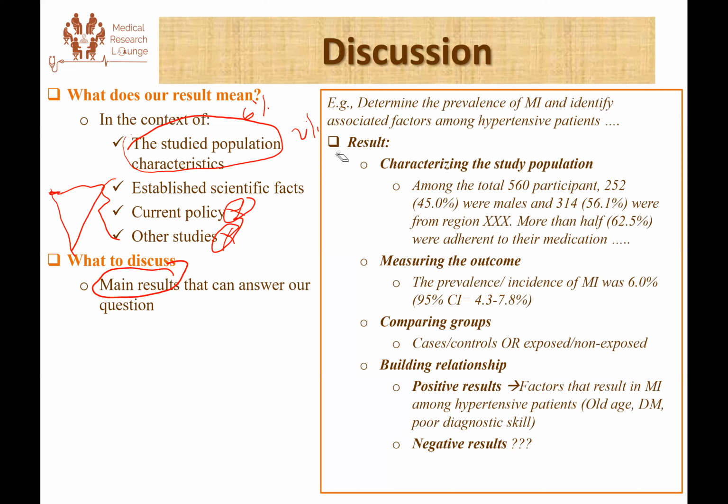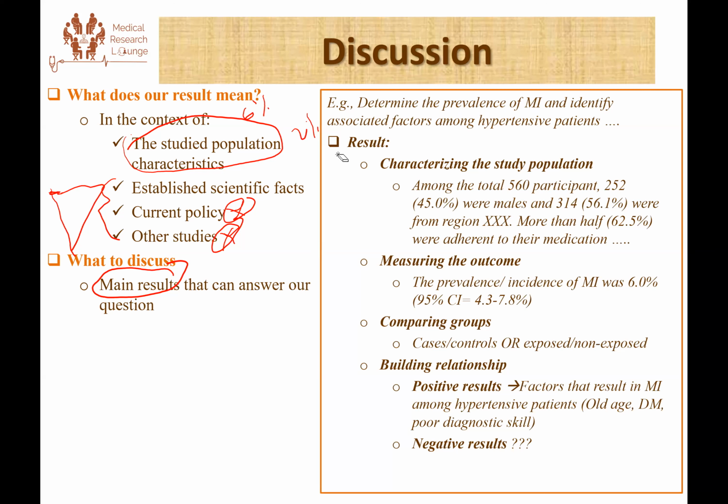From the characteristics of the study population, we can see that among the 560 participants, 252 were males, 314 were from region X, more than half were adherent to medication, and so on. This is how you describe your study population. The second thing you should do is measure the outcome of the study. Even if it's part of characterizing the study population, it's worth mentioning separately. We usually present the outcome description separately so that we can give more emphasis and see it very well.